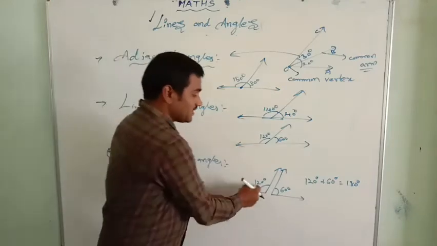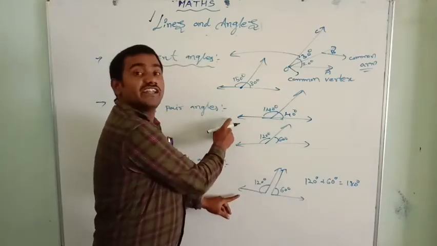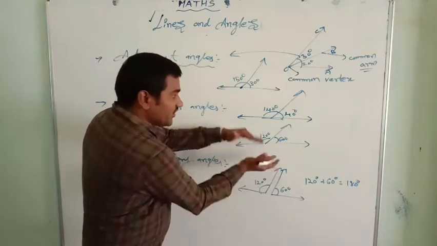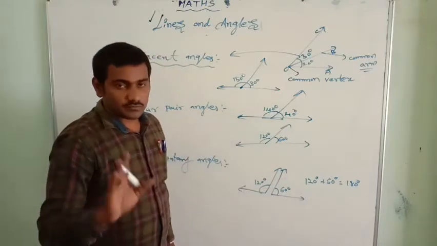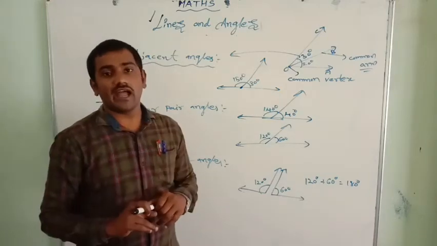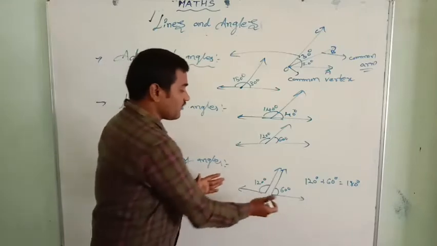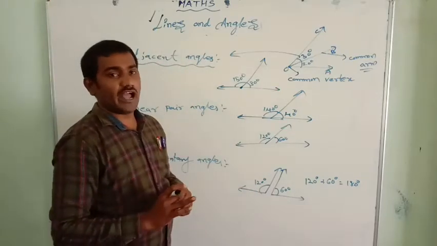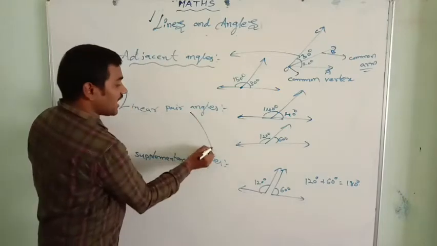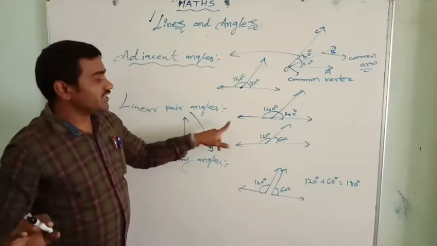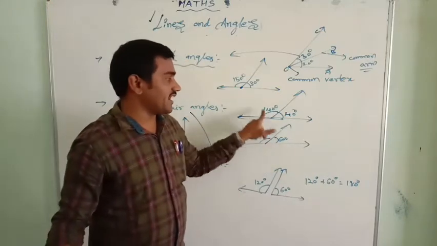But these angles cannot be called linear pair angles, because they don't have a common vertex and common arm. You know the difference between them. Yes, that is the difference between supplementary angles and linear pair angles. But see, if you join these both, then we get linear pair angles. Linear pair angles are always supplementary, but supplementary angles are not always a linear pair. These two are the linear pair angles.